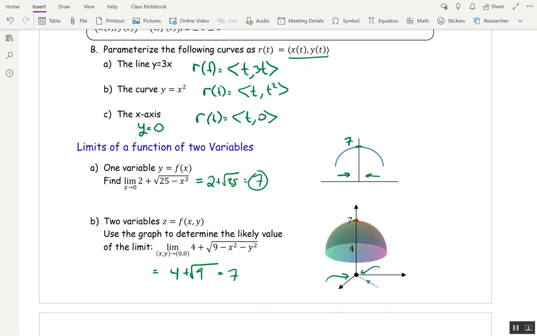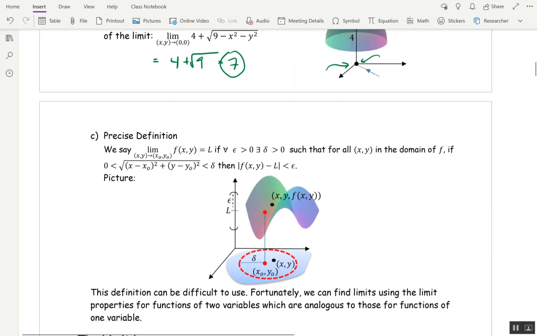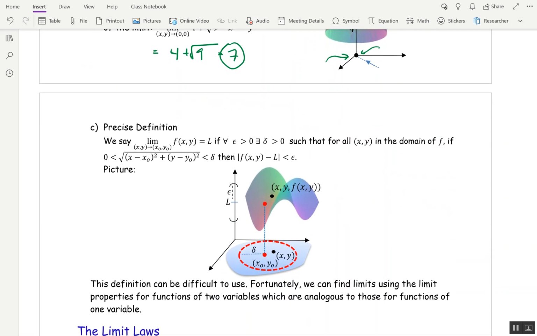Now we all know that something bad's going to happen soon, and that would be on the next page. Here's the precise definition of limit. We're not going to use it in this class, but you will use it if you take an advanced analysis class. But pretty much it's very similar to the single variable definition. As long as you're close to your x naught, y naught down here, your z values want to be close to the purported limit up here on the z-axis.